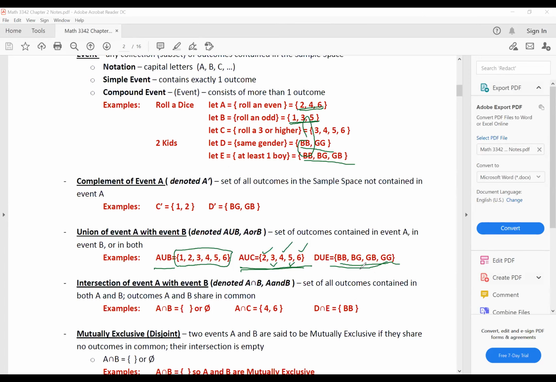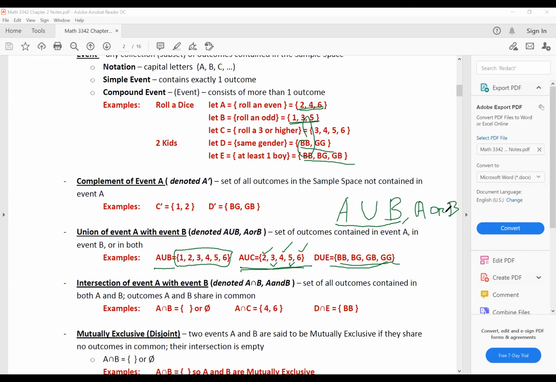Now, intersection of event A with another event B. Okay, the union is denoted by A, this is called union, B. This symbol is like a capital U, and this is called union. You will read this one as A union B. Or this can also be written as A or B. Or also means the union of these two sets.